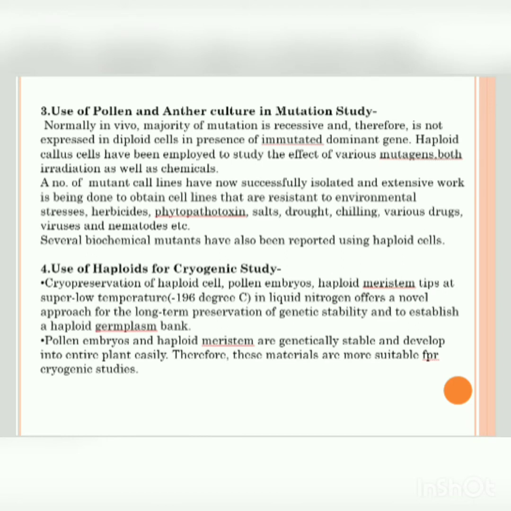Then the cryopreservation of haploid cells, pollen embryos, and haploid meristem tips at super low temperature, that is minus 196 degrees Celsius, in liquid nitrogen offers a novel approach for the long term preservation of genetic stability and to establish a haploid germplasm bank. Pollen embryos and haploid meristems are genetically stable and develop into entire plants easily. Therefore, these materials are more suitable for cryogenic studies.